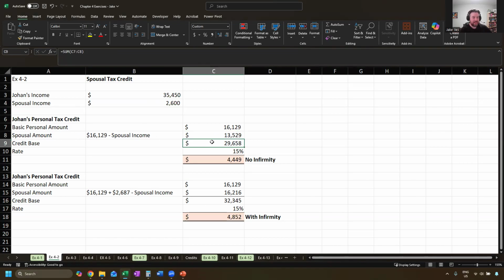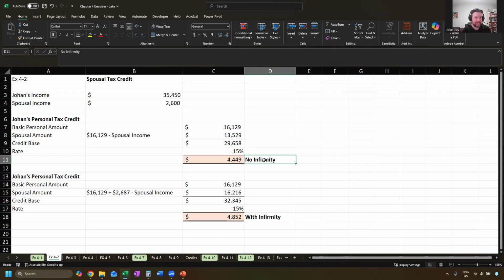Johann has a credit base of 29,658. We'll apply 15%. So the tax credit will be 4,449, which means we will be reducing our taxes owing by $4,449. So our total credit amounts were almost 30,000. The actual reduction in our taxes is 4,449. Now, this is with no infirmity.